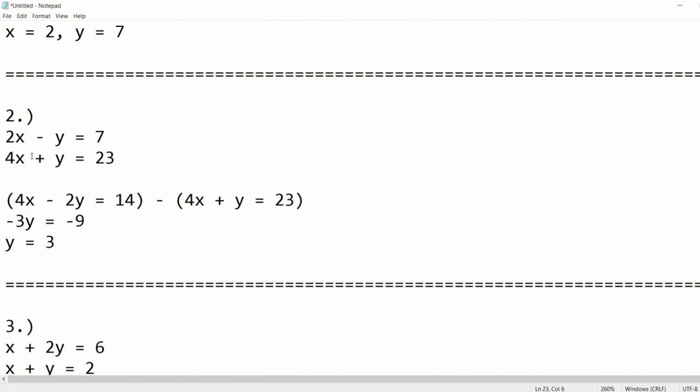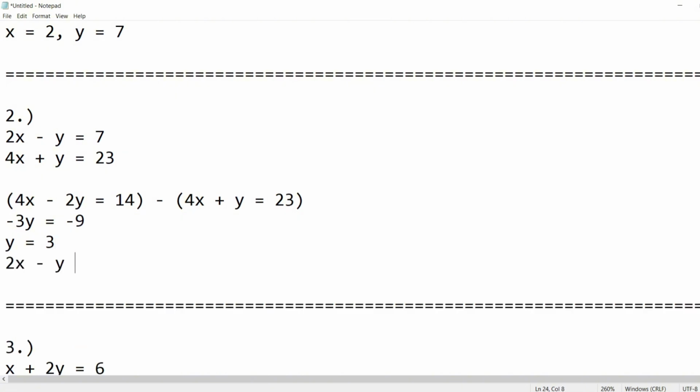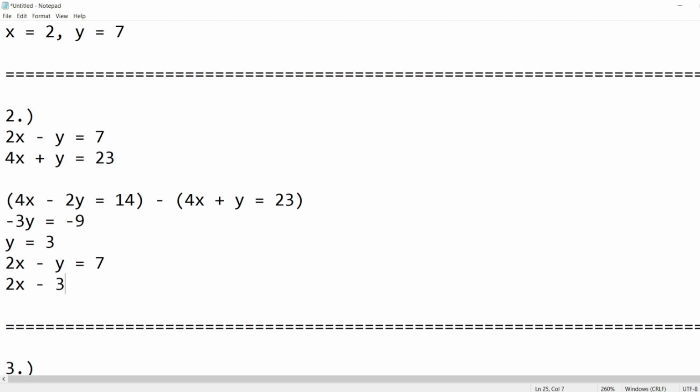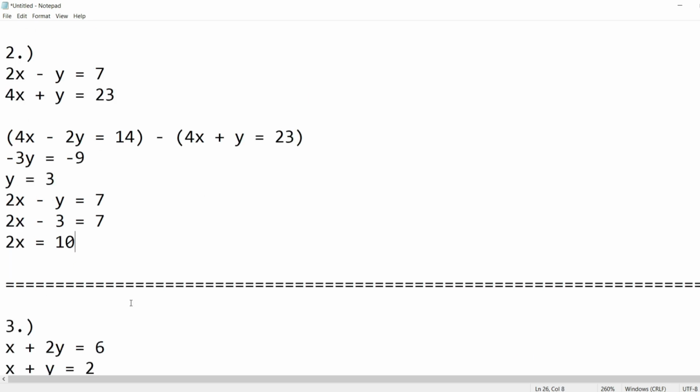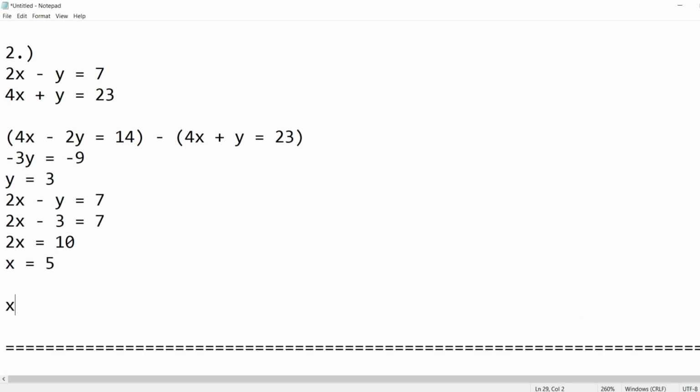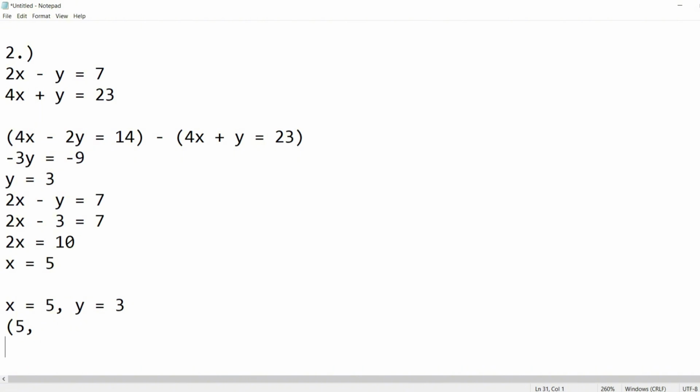Then we can substitute that back in as before. So if 2x minus y equals 7, then substitute in y equals 3, then 2x minus 3 equals 7, add 3 to both sides, then 2x equals 10, and divide both sides by 2, then x equals 5. So we have our answer, x equals 5, y equals 3, which we can write like this.